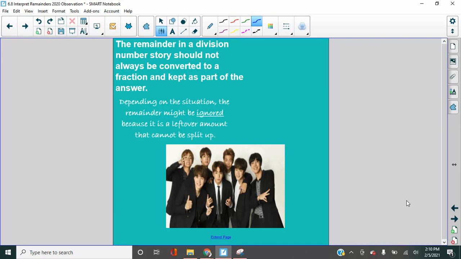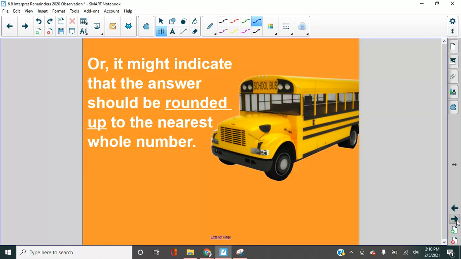If there were 7 of them and they were going to split into 2 groups, well, you can't have a fraction of this guy here. You can't split him in half. So you're going to have to leave somebody out in that situation, right? They're going to have 3 and 3, and then somebody just is going to get ignored. And that happens sometimes with the remainders. The other thing that happens with remainders is that it has to be rounded up, right?